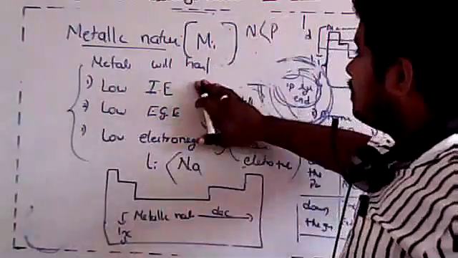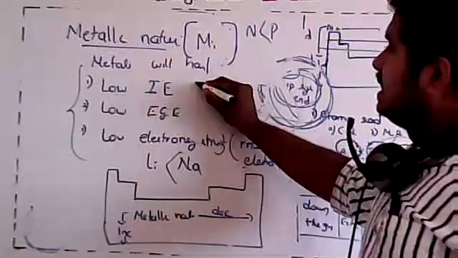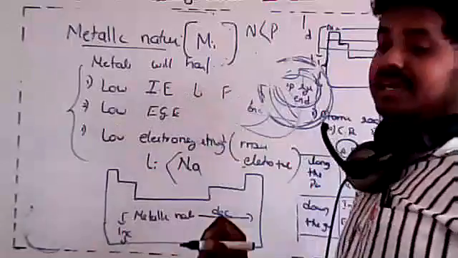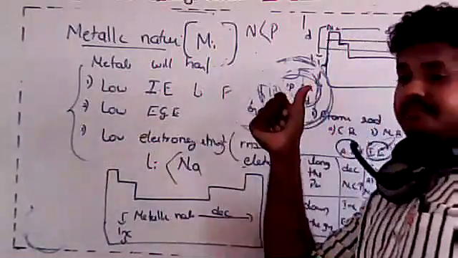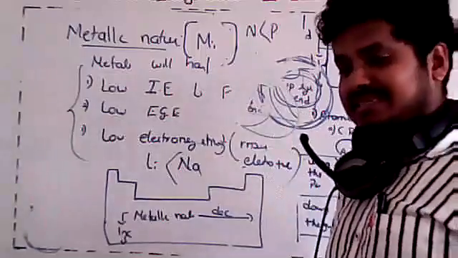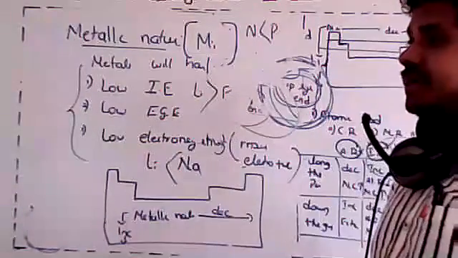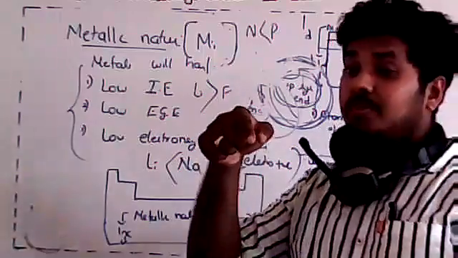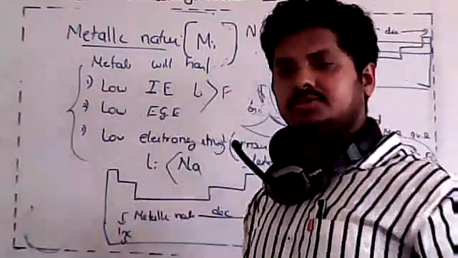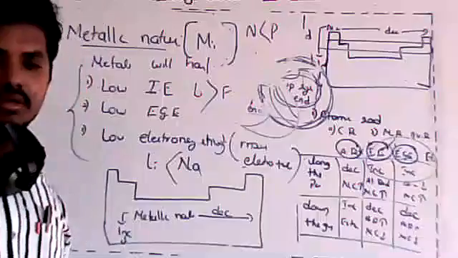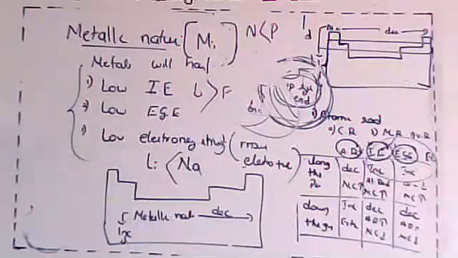Now when I compare between lithium and fluorine, which is more metallic? Because they are along the period. Yes, it is lithium. Along the period, metallic nature decreases, but down the group, metallic nature increases. Therefore, lithium is more metallic. Got it, dear students? Is everything clear now?